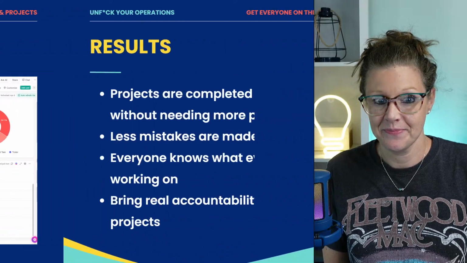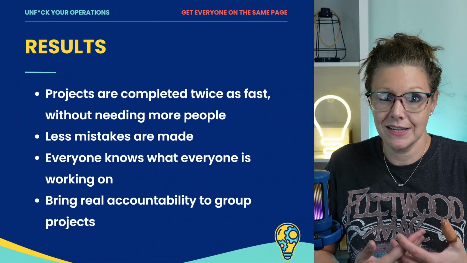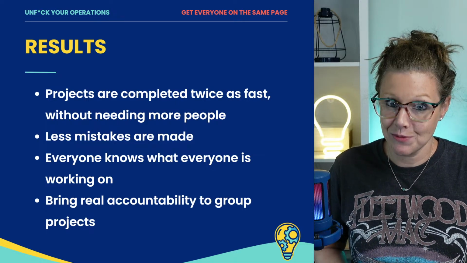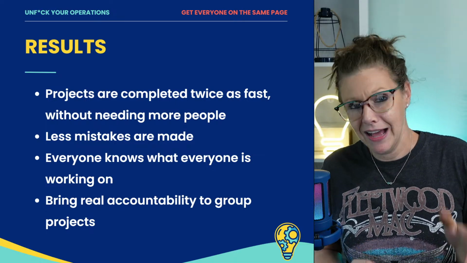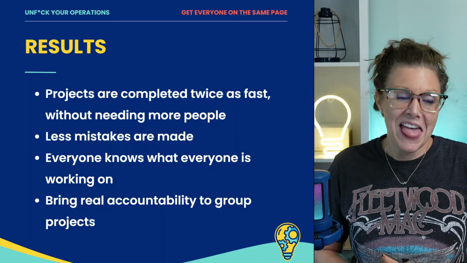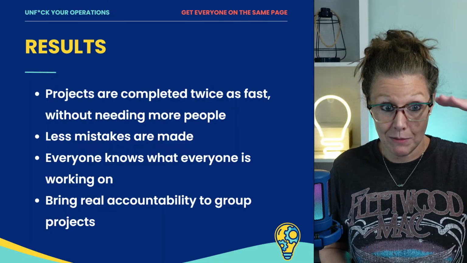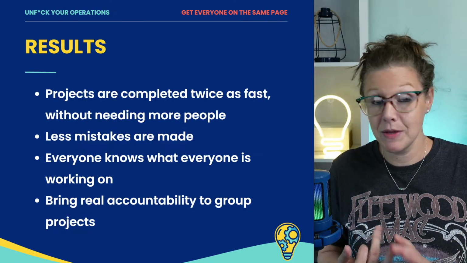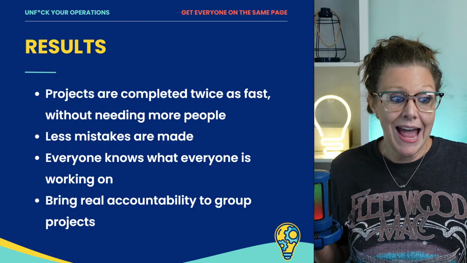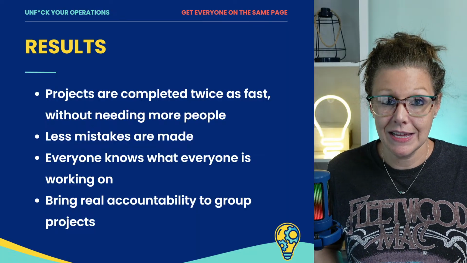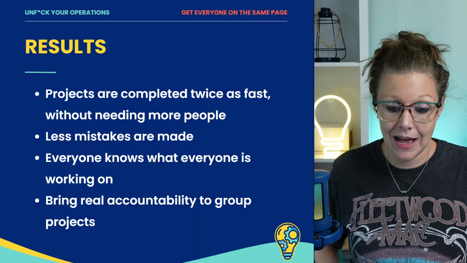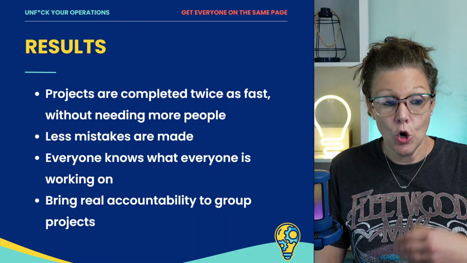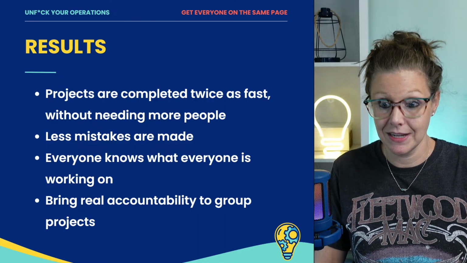All right, so what are the results of standardizing your task and project management? 1, projects are completed twice as fast without needing more people. And again, I don't have data on twice as fast, but that's what the book says. Less mistakes are made because you have templates to follow. Everyone knows what everyone else is working on because when tasks are assigned to people with due dates, you have visibility and you have real accountability in group projects, right? And accountability is not pointing fingers at somebody when things go wrong, but it's about planning in advance who is going to do what, assigning the tasks and having visibility.